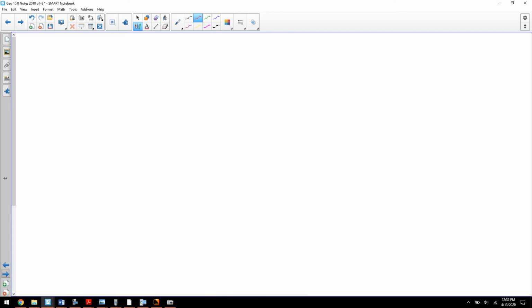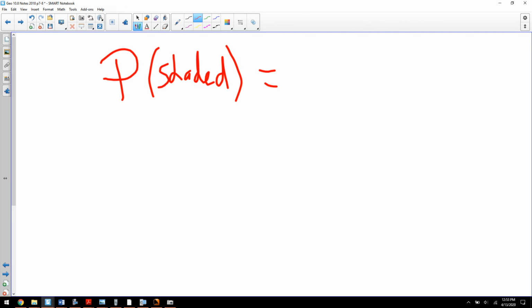So I left for you guys, I believe there are 6 of them. Remember, you're going to want to find the probability of, we're looking at just shaded regions here. So you have to figure out what is the favorable area and then divide it by total area. So it'd be favorable area over total area.